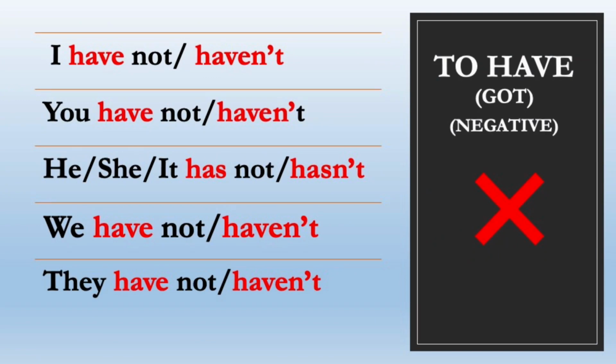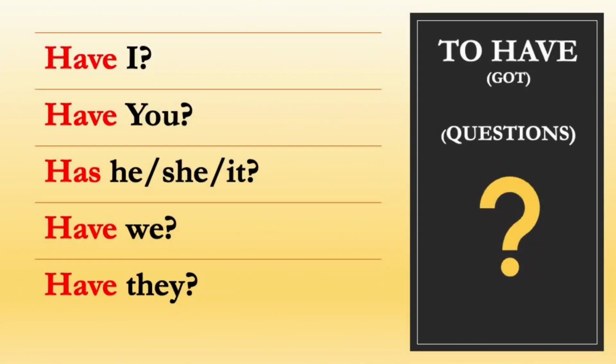Negative. I have not, I haven't. You have not, you haven't. He, she, it has not, hasn't. We have not, we haven't. They have not, they haven't. Have I? Have you? Has she? Has it? Have we? Have they?